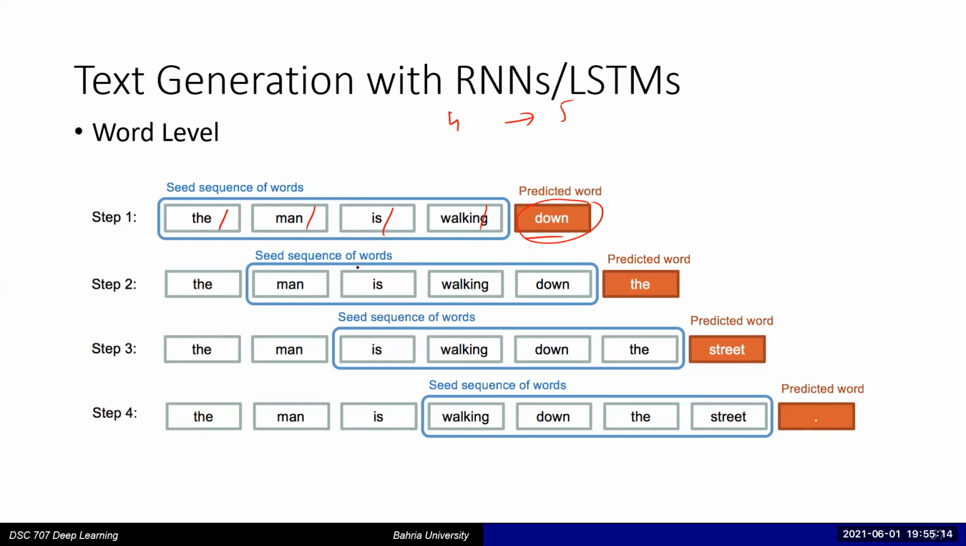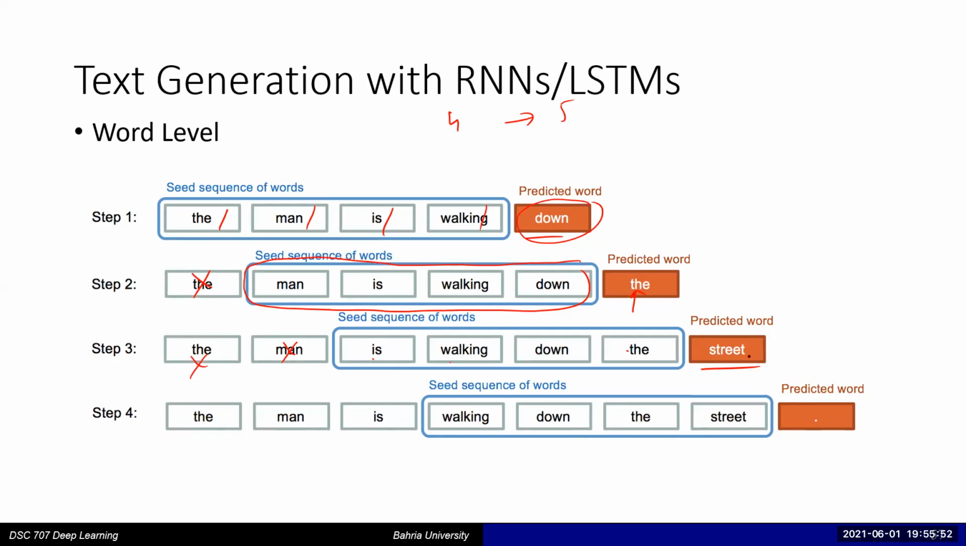Now what I will do is, I will delete or drop this first word and I will make this down part of my input. Now I will feed these 4 words to the model. Man is walking down. So it will predict the next word, which is the. Again, I will drop this word and I will make the a part of my input. Now the input is walking down the, and it will predict the next word. So you see, I can keep on repeating this process as many times as the length of the sequence that I desire. For example, you want a paragraph of 100 words, so you can repeat this process 100 times.